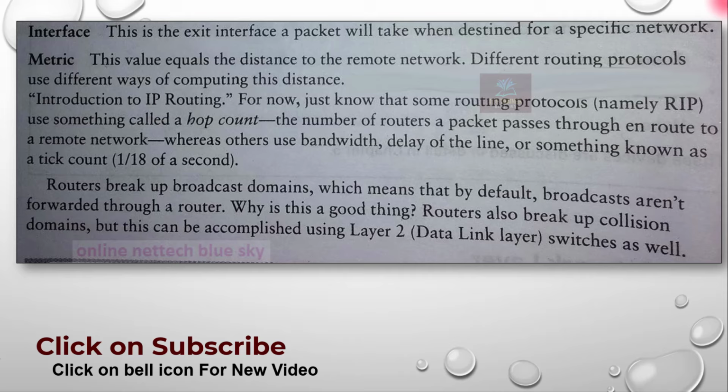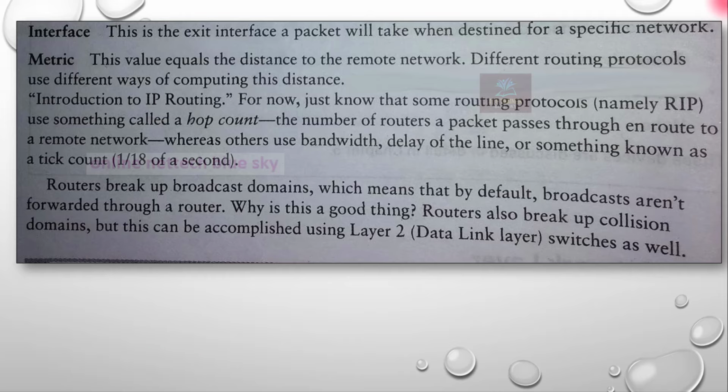What is a metric? This value equals the distance to the remote network. Different routing protocols use different ways of computing this distance. Introduction to IP routing. What is IP? Internet Protocol routing. For now, just know that some routing protocols, such as RIP, Routing Information Protocol, use something called hop count.